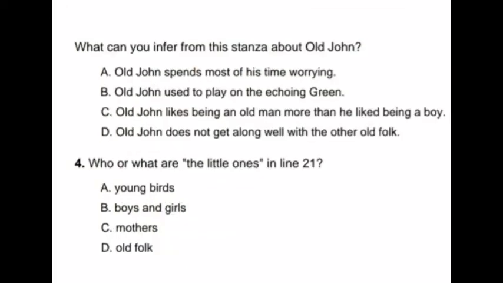What can you infer from this poem about Old John? Old John spent most of his time worrying. Old John used to play on echoing green. Old John likes being an old man more than he liked being a boy. Old John does not get along well with the other flock. What is the right answer? Old John used to play on echoing green.